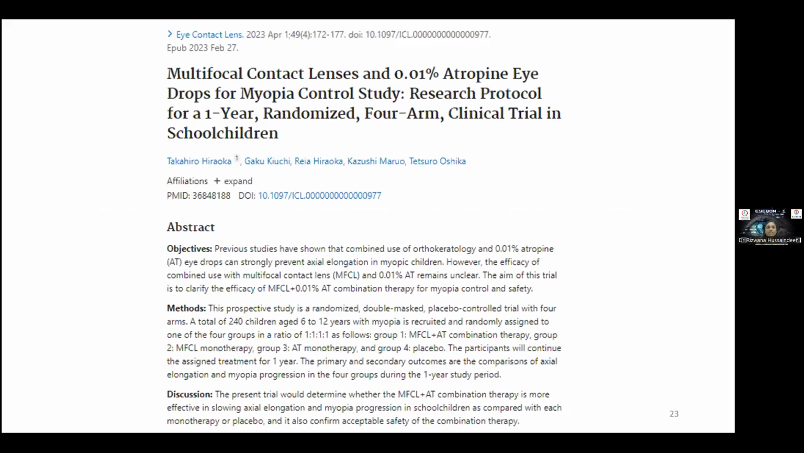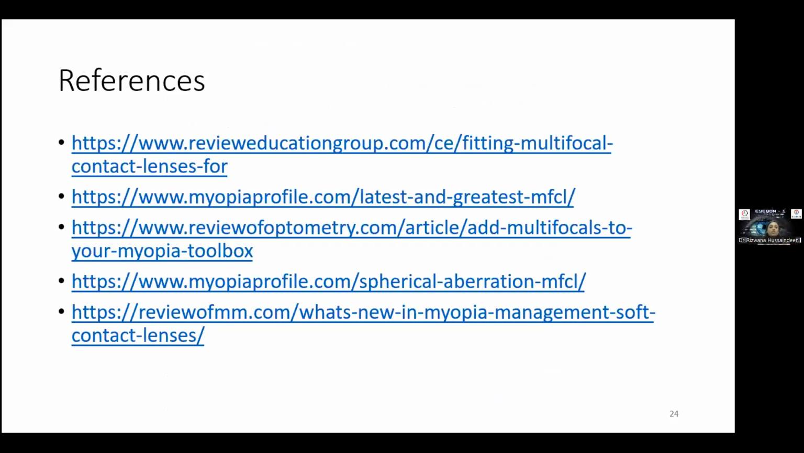So the last thing that's currently going on is the combination strategy. Dr. Allen did touch on OK and atropine, where the results are already there, from multiple studies. But this BAM study, where multifocal contact lenses and low dose 0.01% atropine are being explored, the results are not yet out. It's just a recent study. So we should wait for the results to see how the combination strategy would work.